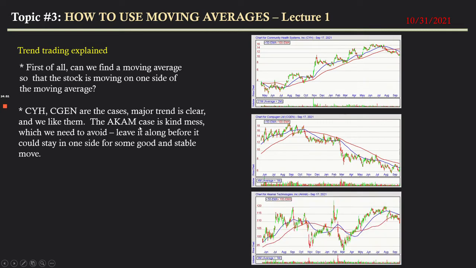And then we can look at the third example. It's AKAM. So sometimes up, sometimes down, sometimes up, sometimes down. It keeps changing, not far away from the moving average.